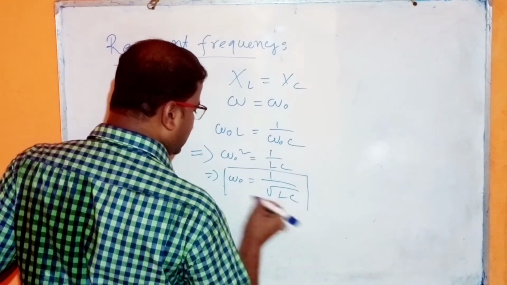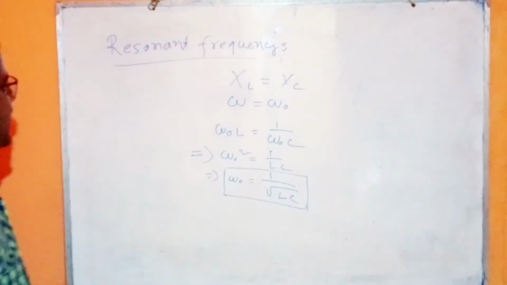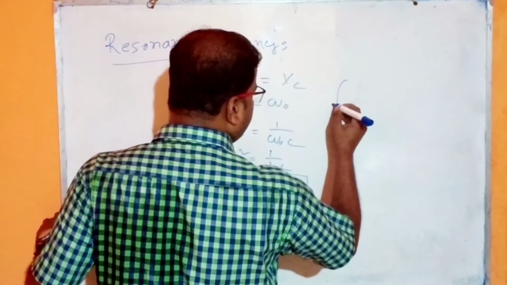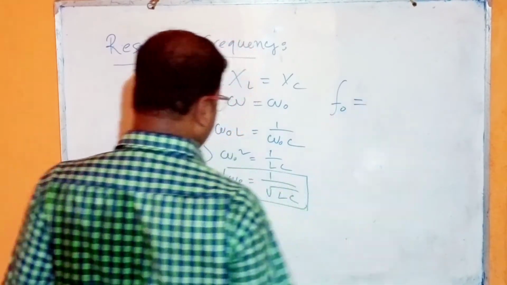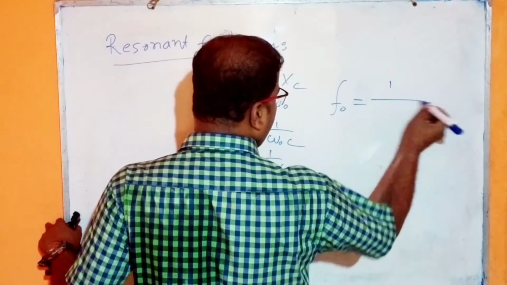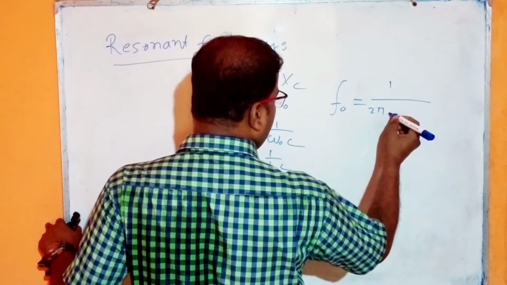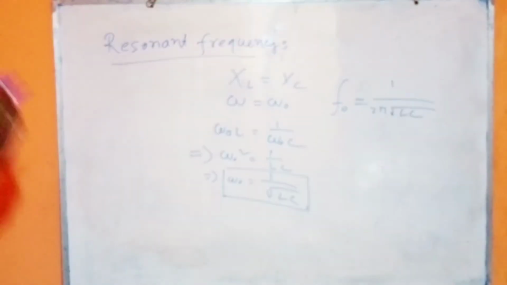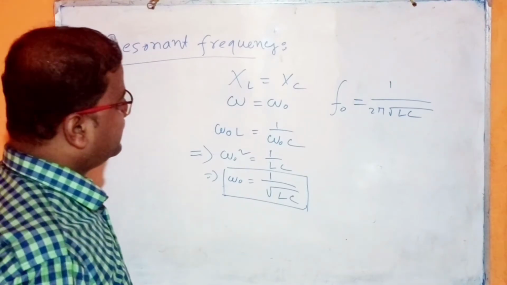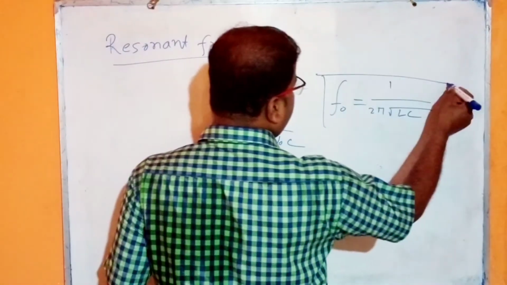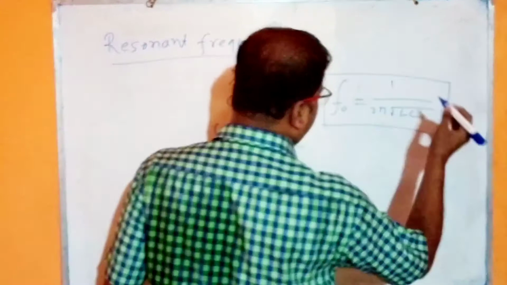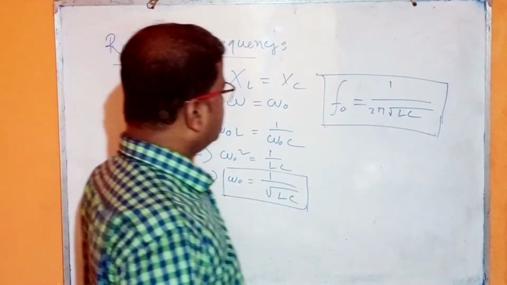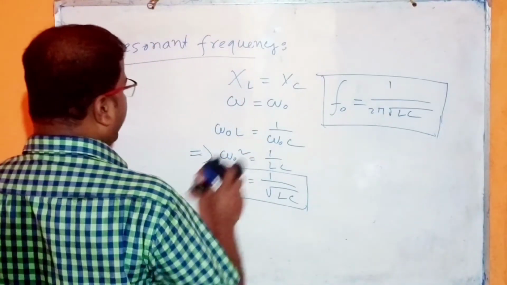This is the resonance angular frequency, and the linear frequency f0 equals 1 by 2 pi square root of LC. Okay, this is the resonant frequency of series LCR circuit. Now we calculate bandwidth.